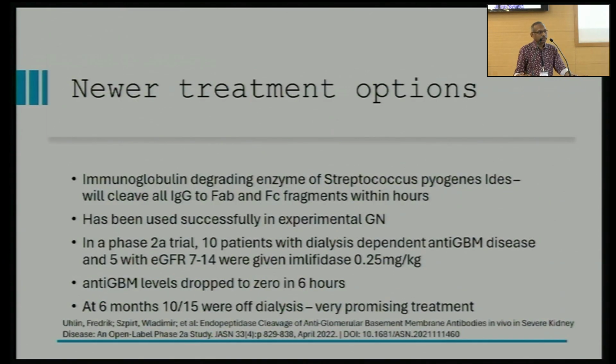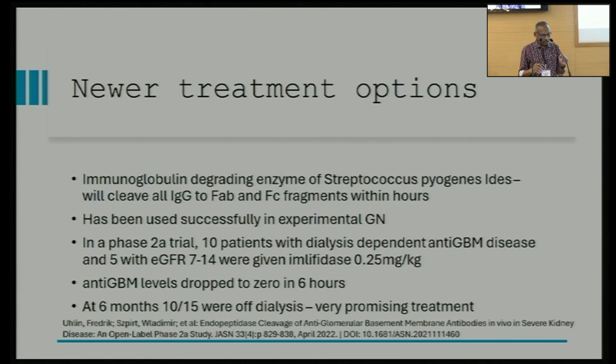So what are the newer treatment options? One of the drugs which has been used, and probably an ideal situation to use it, is imlifidase. Imlifidase is IdeS, an immunoglobulin degrading enzyme of Streptococcus pyogenes. Once it gets into the body, it cuts all the IgG in the body down into Fc and Fab fragments. So you don't have any IgG at all once you give that compound, and therefore you expect the anti-GBM antibody to go.